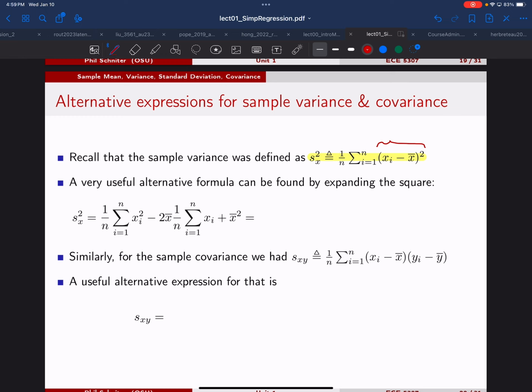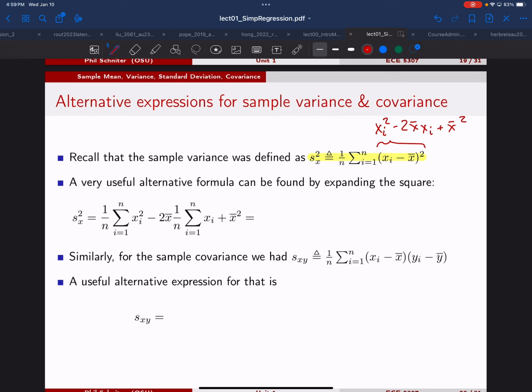All right, so how can I expand that quadratic into a sum of 3 numbers? Okay, so it's just simple algebra. So we get xi squared minus 2 xi bar xi plus x bar squared.